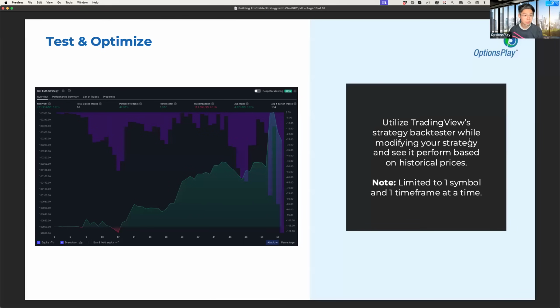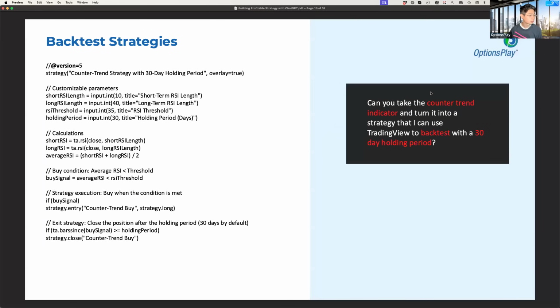That's pretty significantly limited, but I think for a lot of traders that have no backtesting capabilities, this is a really good starting point because you can easily canvass a pretty large number of symbols very quickly and see how something might trade. So for example, what I did is basically I said, can you take the counter trend indicator and turn it into a strategy that I can backtest using a 30-day holding period? So basically every single time it generates a buy signal, it will buy the underlying security, hold it for 30 days, and calculate the overall strategy for me.